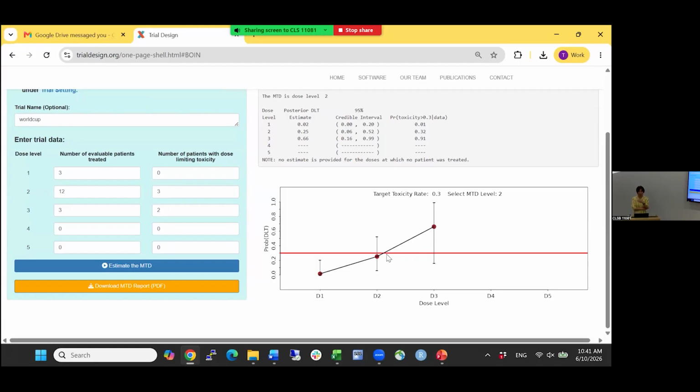So when you see ties, what do you do? There is also a rule here. For example, you have multiple dose levels with the same estimate of DLT. If the estimate is below the red line, that means the estimate is smaller than your true DLT rate, then you pick the highest dose level. If the multiple estimates are above this red line, that means the estimate is larger than your true DLT rate, then you pick the lowest dose level. When they are all exactly your true DLT rate, you also pick the lowest dose level.